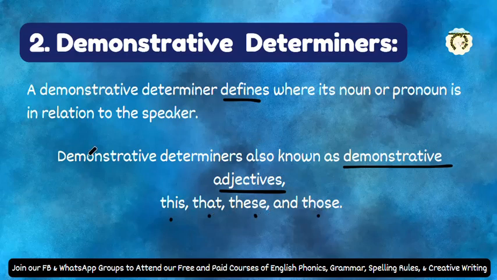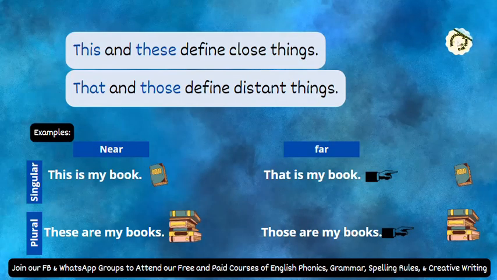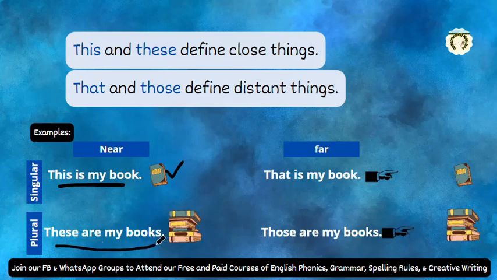Now, to get a clear picture of this definition, we can quickly see some examples. I just told you that demonstrative determiners are this, that, these, those. So when do we use this and these? When we are talking about the things that are close to the speaker. For example, this is my book. The book is close and it's also singular, only one. These are my books. The books are close to the speaker and they are many. So we are using these.